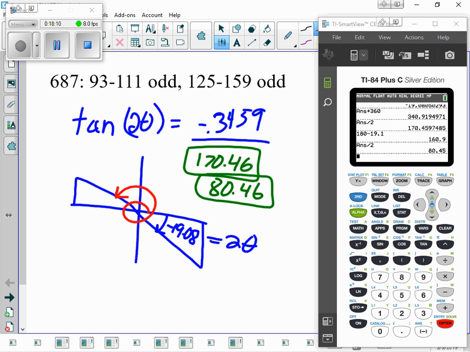I would probably do 360 plus 180 minus 19.1. Is that what it was? Okay, now I get 520.9. Divide that by 2, and I get 260.45. Does that work? Yes.